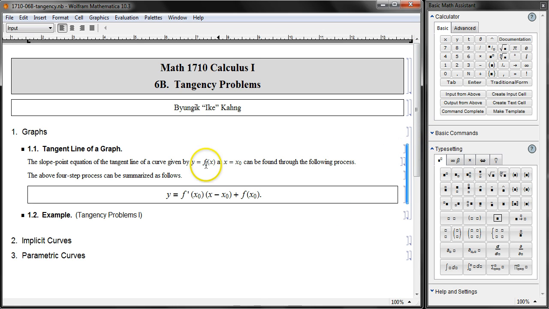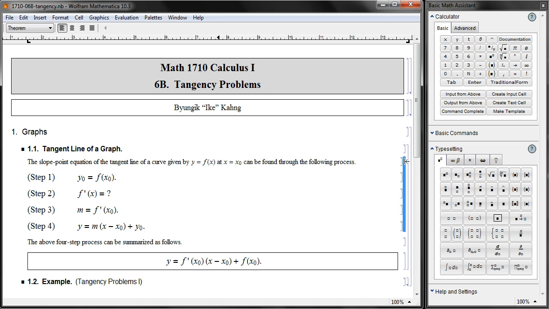When we have a graph of a function y equals f of x at a specified x value, x equals x0, this is the formula for the tangent line: y equals f prime of x0, that's the slope, and then from the slope-point equation we get x0 and then y0 as f of x0. We can break it down into a step-by-step process like this. First find the y value, next the derivative, next the slope by plugging in the x value, and then finally we get the slope-point equation of the line by putting everything together.